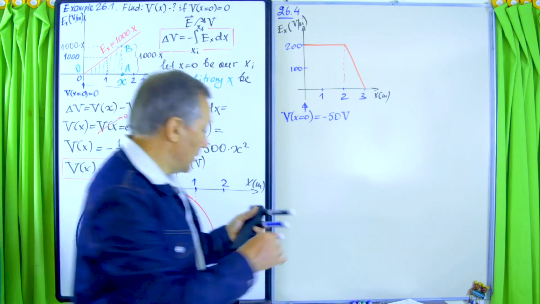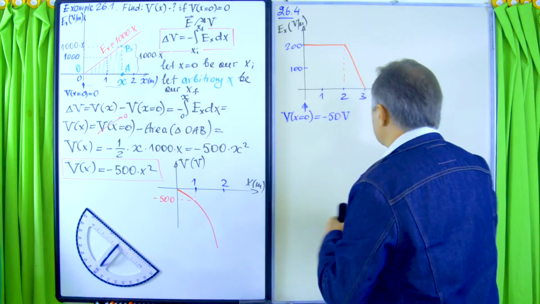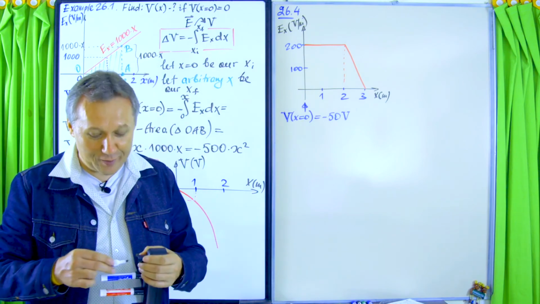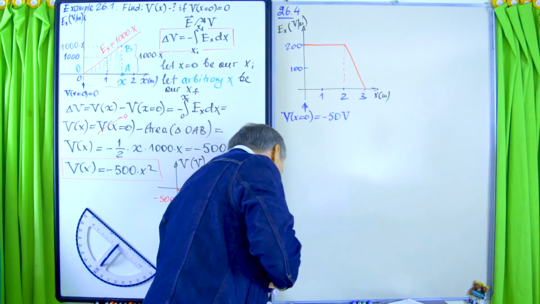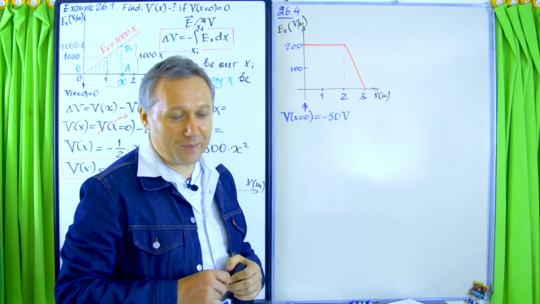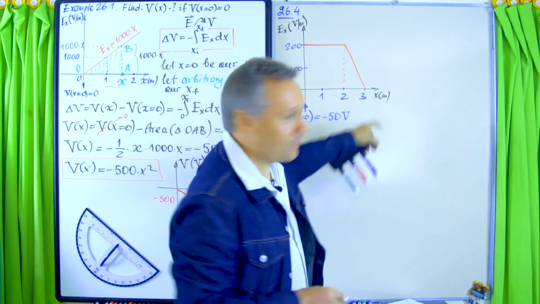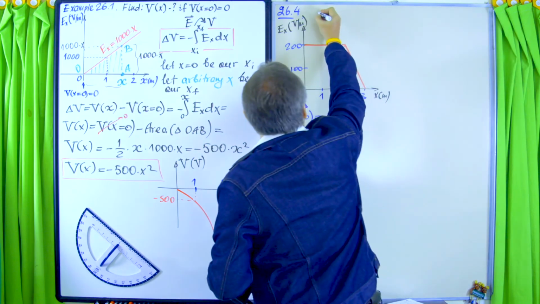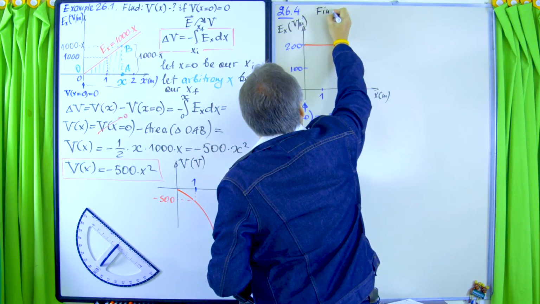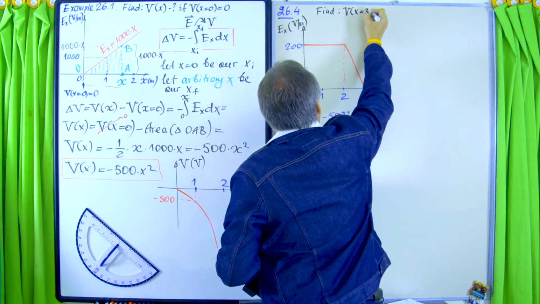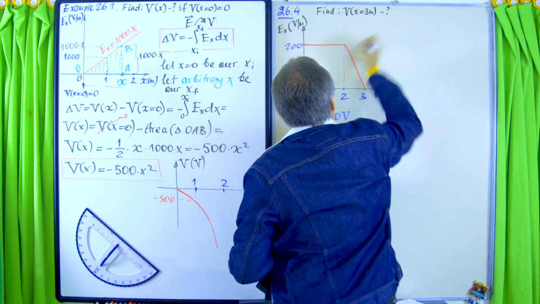Pretty much nothing else to discuss, except of course I need to ask what needs to be found. So we need to find the value of the electric potential at x equals 3. So find V at x equals 3 meters.